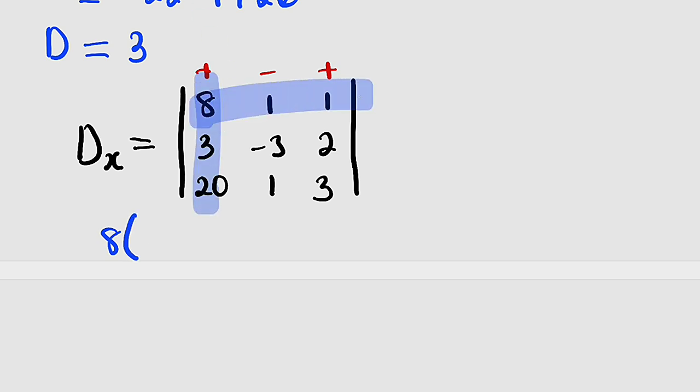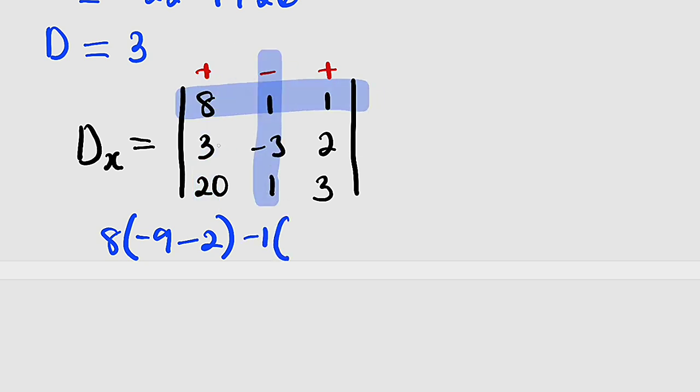If you close this, you close that, you have negative 3 times 3, which is negative 9. Minus 1 times 2 is 2. Then minus 1. Close this, close that, you have 3 times 3, which is 9, minus 20 times 2, which is 40.